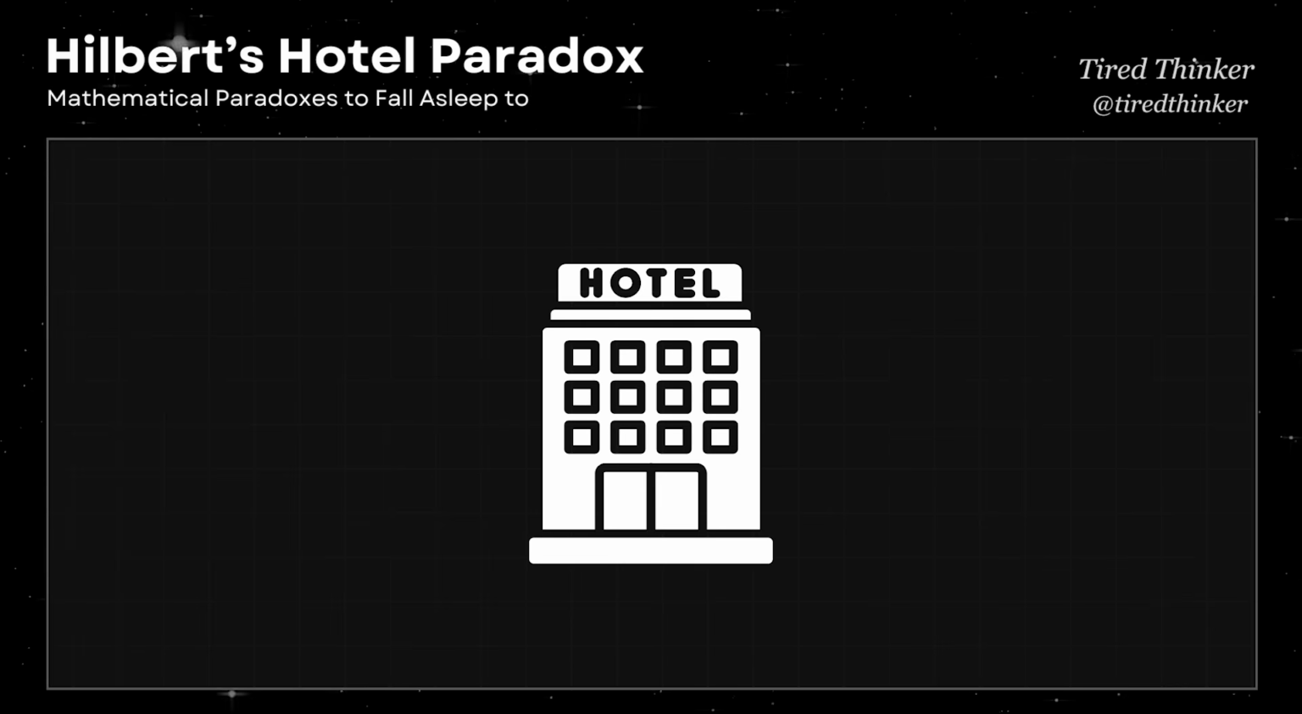Imagine an ordinary hotel with 10 rooms. If all 10 rooms are occupied and a new guest arrives, there is no way to accommodate them without someone leaving. Now replace 10 with infinity. The hotel has an infinite number of rooms and every room is occupied.